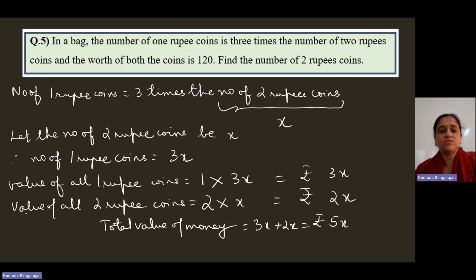Yeah. So now what's the total value of money given in the question? 120 rupees. But what is it we have in the form of an expression? 5x. So 5x is equal to 120 is the equation. 5x is the total value of money. 120 is also the total value of money. How much you have with you? 120 rupees. But what's the total value of money we have here? 5x. Both are equal, no? 5x is equal to 120. So that's the equation. You should solve this equation and find the value of x. Okay.